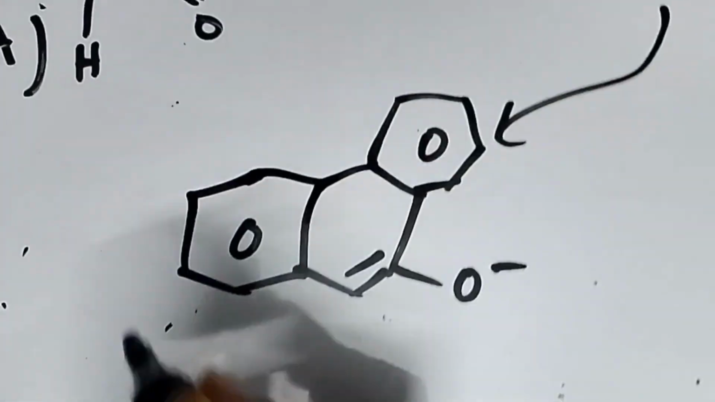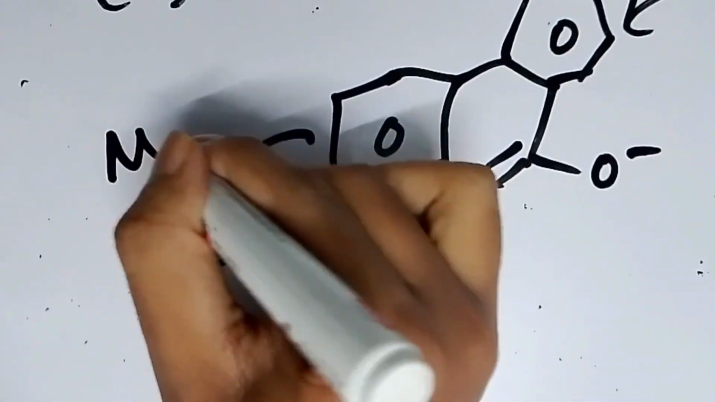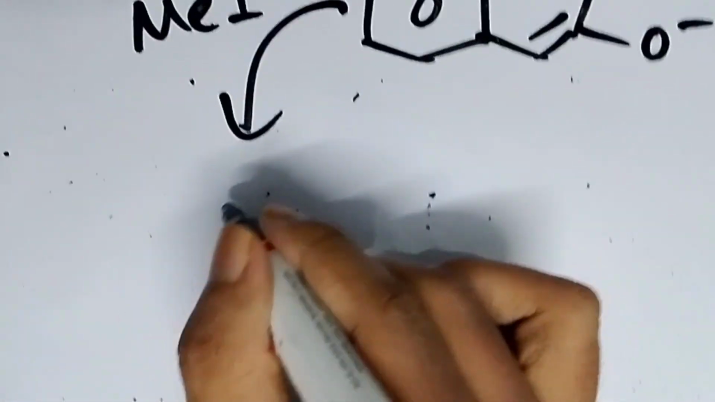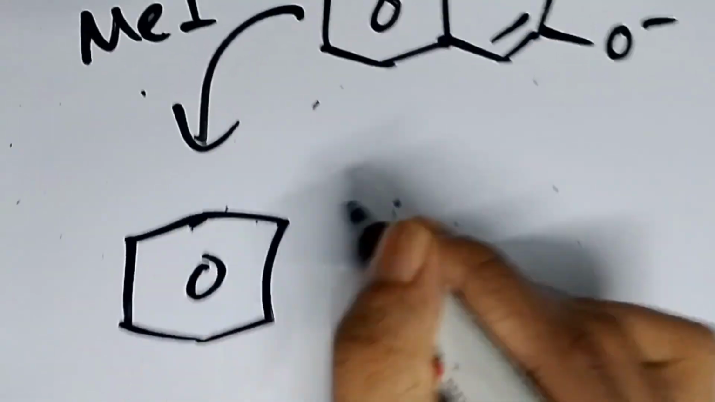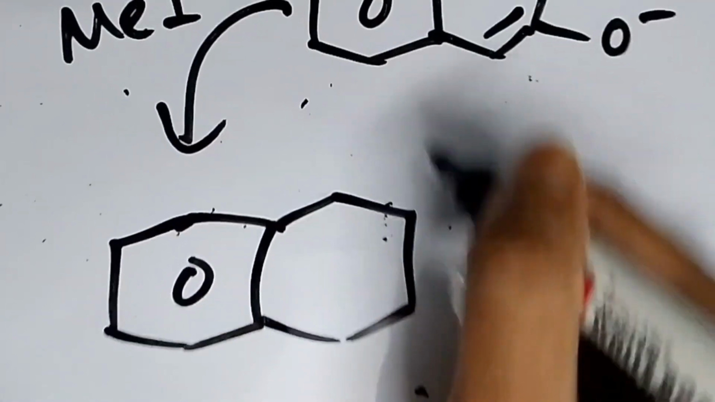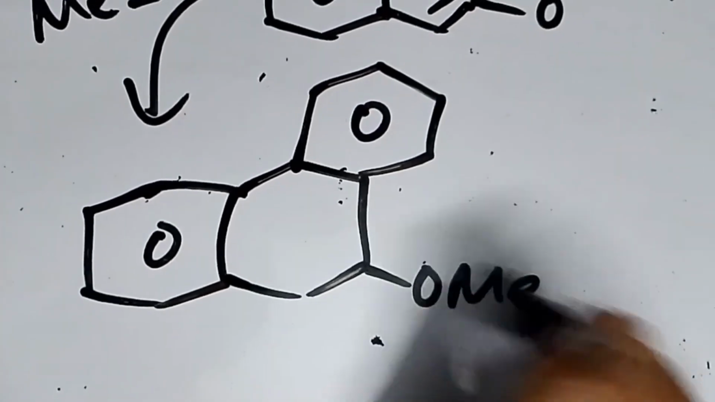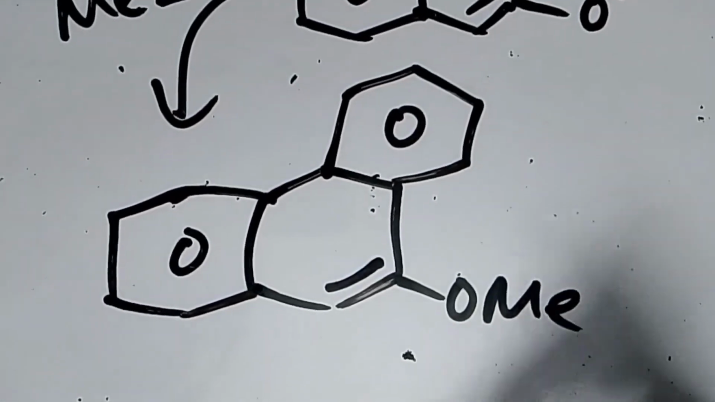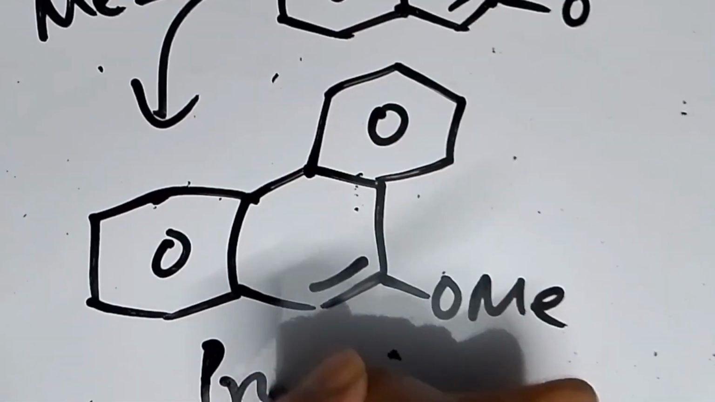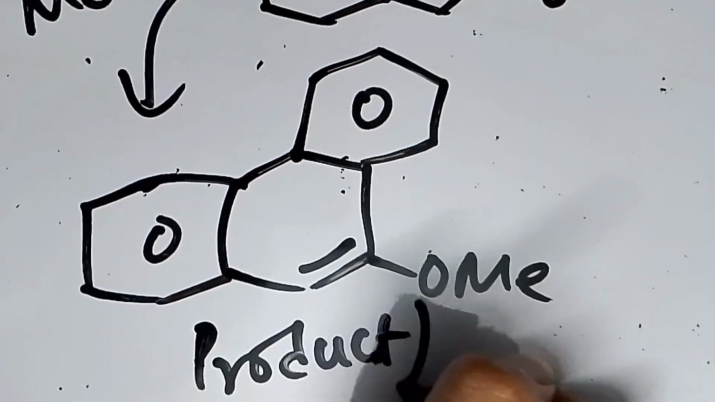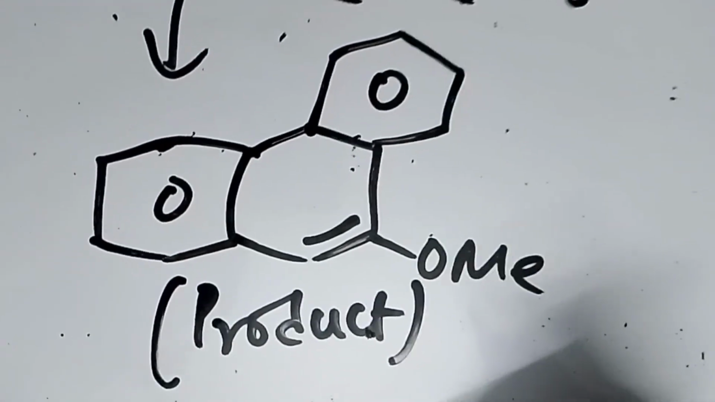this, and this in the third step on reaction with MeI, it gives OMe and a double bond here. So this is the final product that we require as our answer in this question.